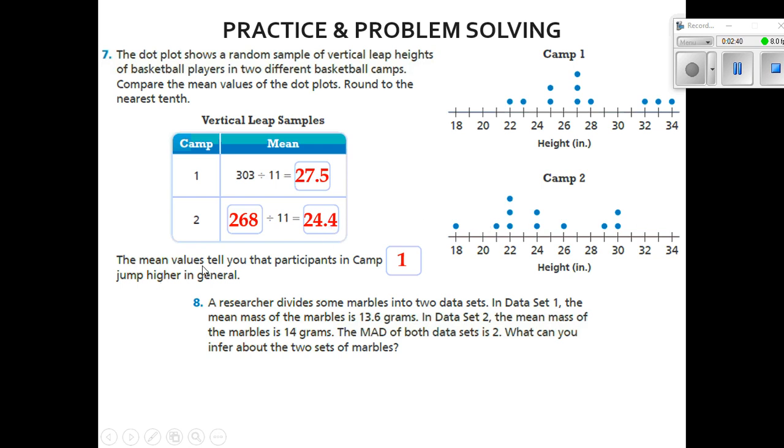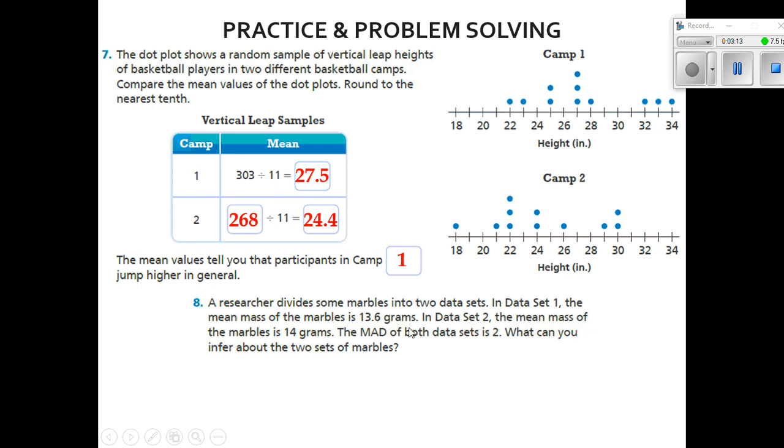So this mean value tells you that the participants in camp 1 jumped higher in general, right? Because it seems like their mode over here, remember this is the one that's most often seen, is 27, while the mode over here is 22. So more of the data is gathered to the right, between 34 and 22, whereas over here between 30 and 18.